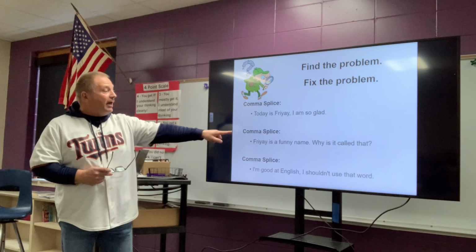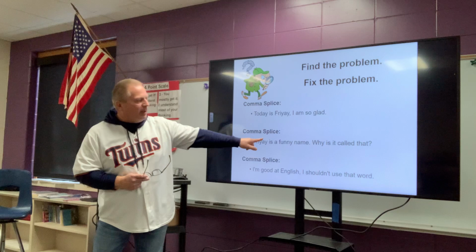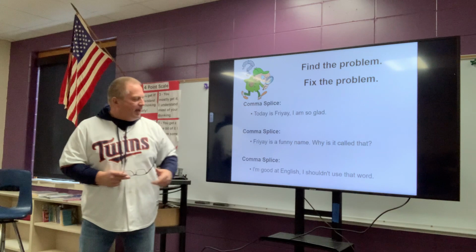Here's a comma splice. I'm good at English. I shouldn't use that word. That's kind of what Izzy said before. She said you spelled it wrong. So this is a comma splice problem. This one I had already fixed last class period and didn't get it back to the problem it was before. How would you fix this comma splice problem?